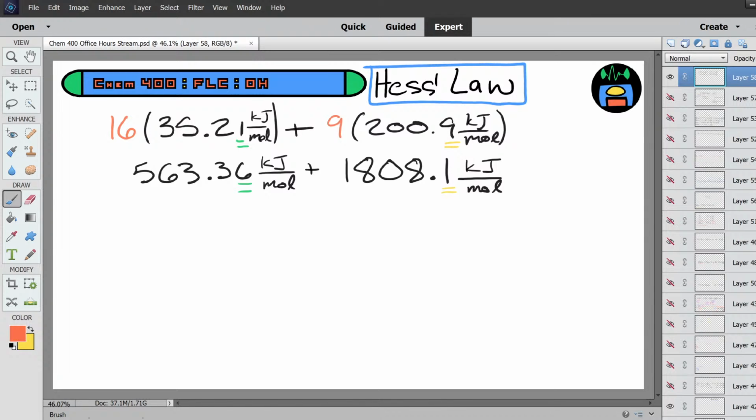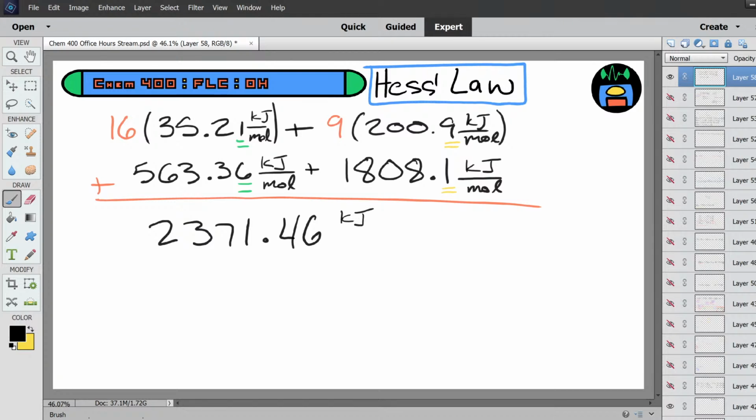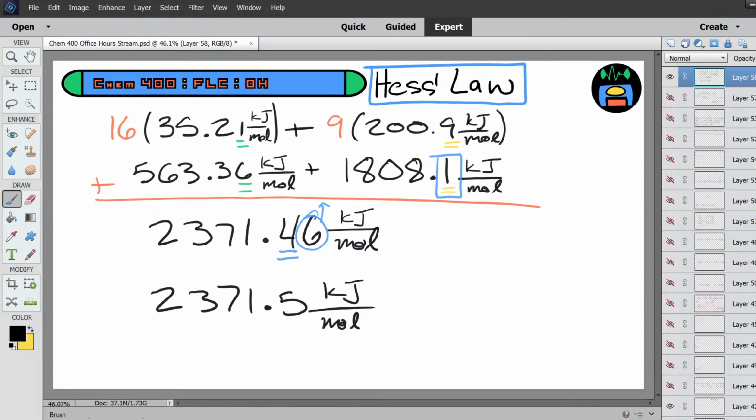Now when you add these two, you'd go 1,808.1 plus 563.36. My calculator's telling me the answer is 2,371.46. But because our 1,808.1 is only precise to the first decimal place, our answer must be precise to the first decimal place. So when we add these two numbers together, we'd have to round that 6 up. So our final answer for this scenario would be 2,371.5 kilojoules per mole.